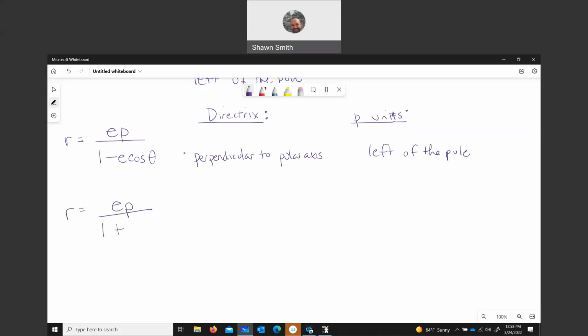EP over 1 plus E cosine theta. So you probably can figure this out. It's pretty easy just to make the conjecture of what it's going to be next. It's still going to be perpendicular because we're dealing with cosine. Again, remember what the polar axis is. That's the x-axis, the positive x-axis. And then P units is going to be right of the pole.